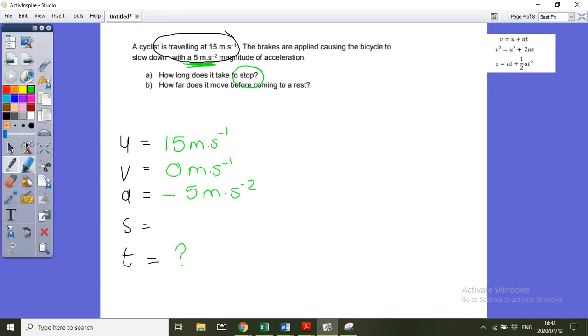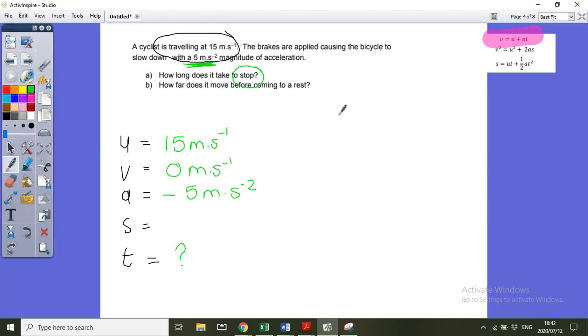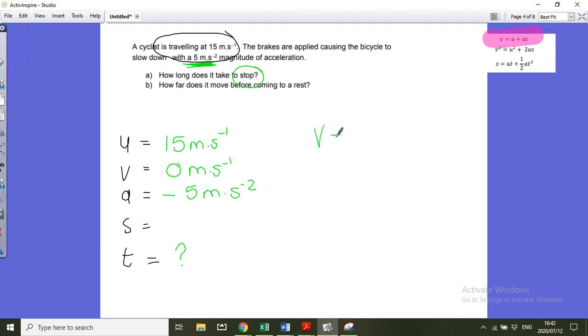Now let's see on our equations, which one are we going to choose? We don't have S and we don't want to calculate S. So we're going to look for the equation that does not have an S in it. Let's go. V equals U plus AT. First mark we have. Once you have your information like this, your job's easy. So 0 equals 15 plus minus 5t, and then you go and work out your t.